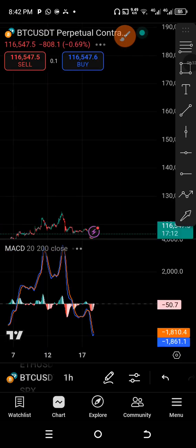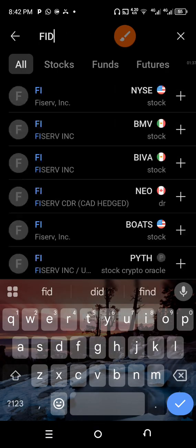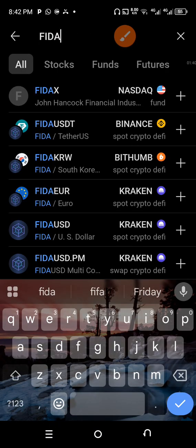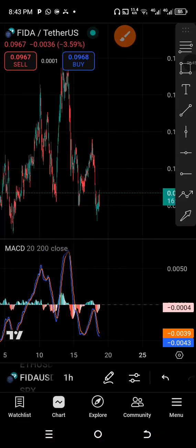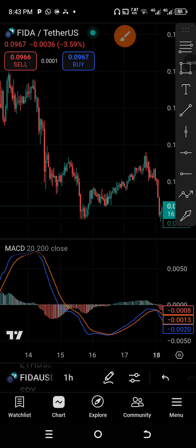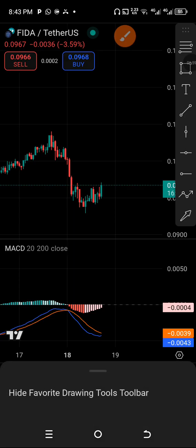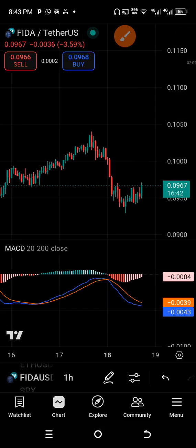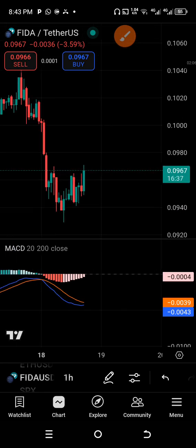Now here we have FIDA USDT, Binance. You tap it, and you see the market will show you how this coin has been performing. Why do you come to TradingView? Because Royal Q has some things that don't appear even here. So here you will use our TradingView app for more clarification.